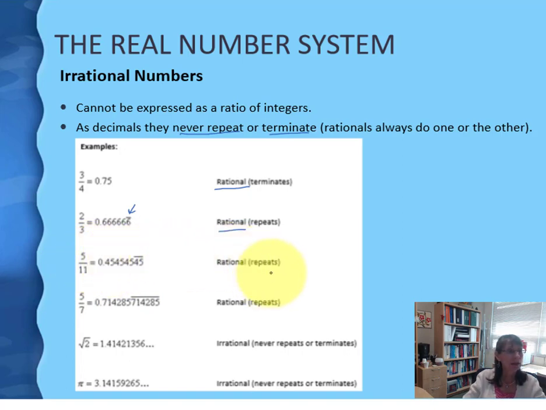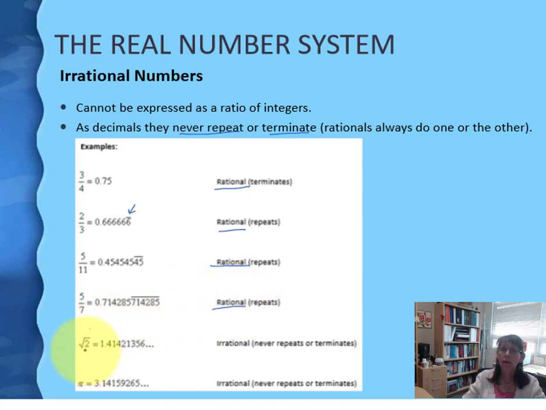0.454545 and so on. Since it is a repeating decimal, again, it's considered to be a rational number. So 5/11 is a rational number. Try dividing 5 by 7. You'll see that several of the digits in the decimal repeat. So again, we have a rational number.